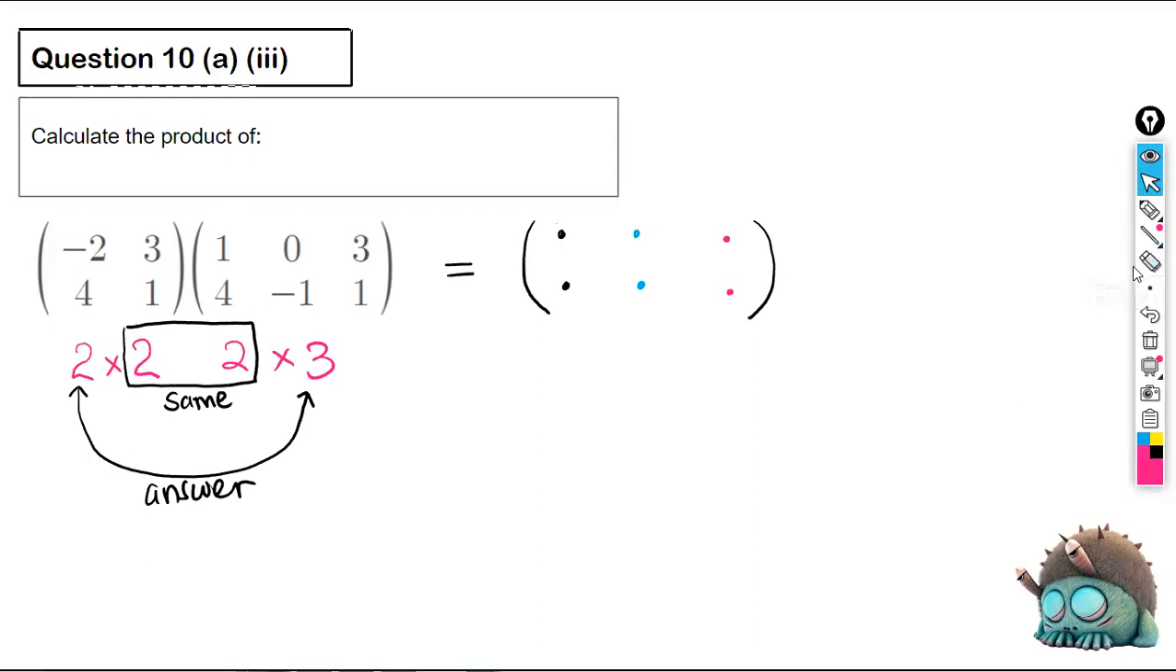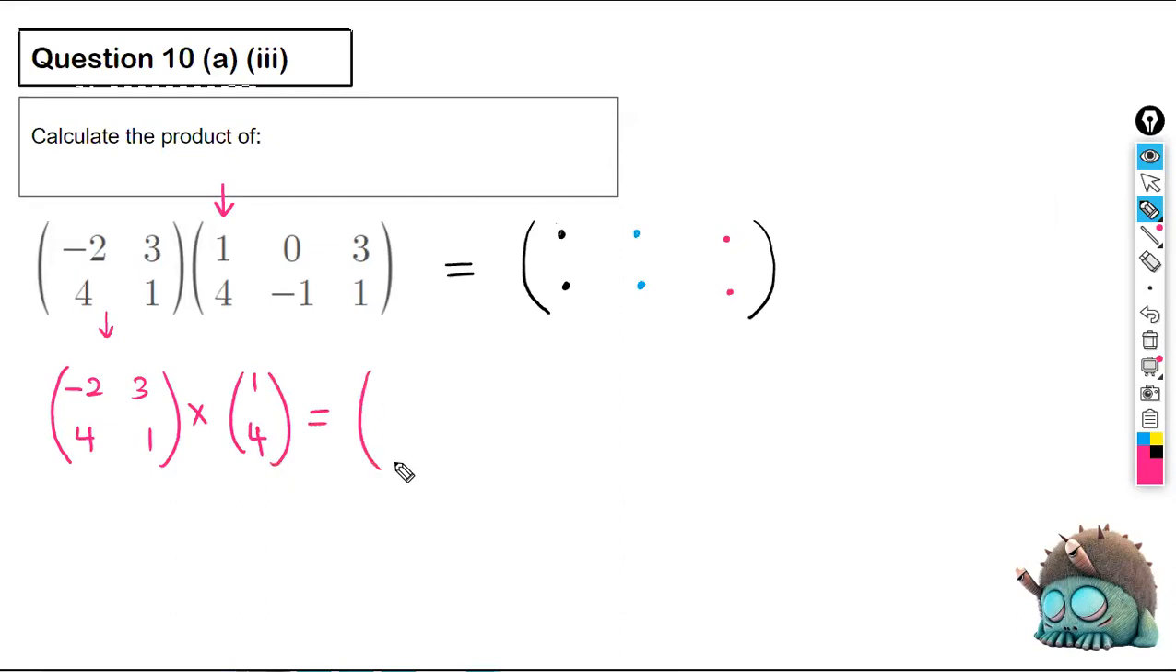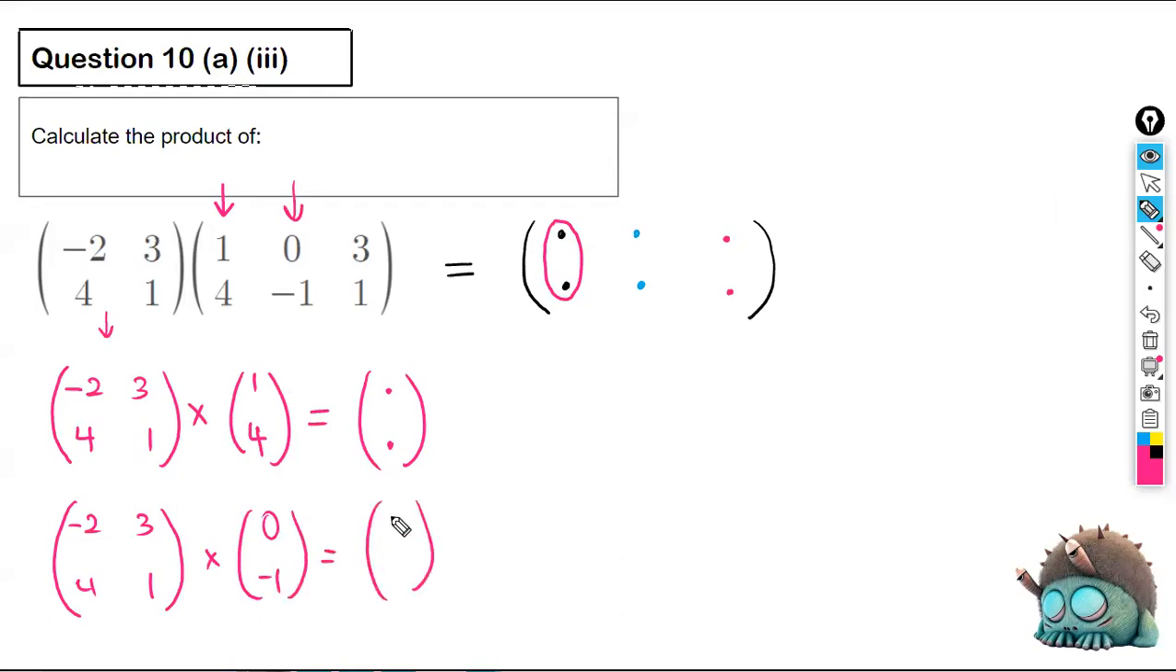To work this out, it's going to be long, but it's going to be very, very simple. Here's what you need to do for this particular question. You're going to take the first matrix, which is -2, 4, 3, 1, and then you're going to multiply it by the first column, which is 1, 4. When you work that out, you will get two answers. That will be these two answers. Then you're going to take the same matrix, -2, 4, 3, 1, and multiply by the second column, which is 0, -1. And you will get another two answers.